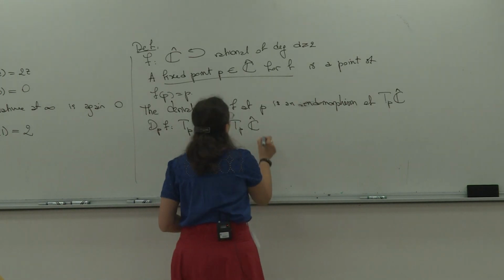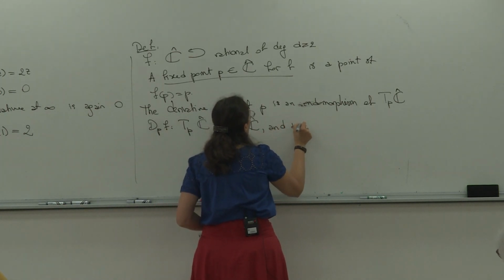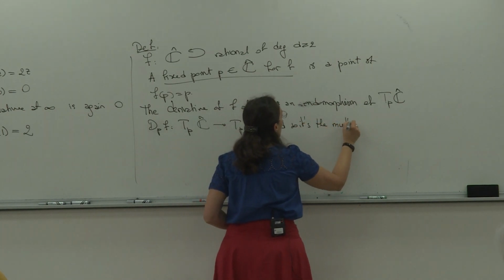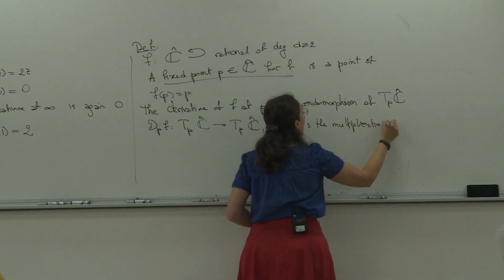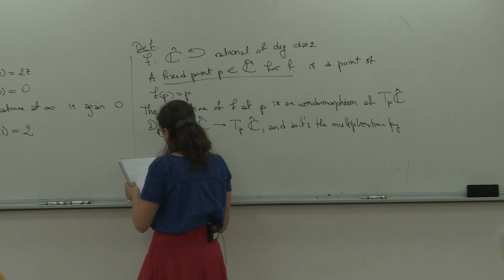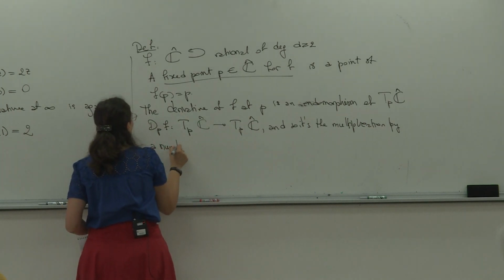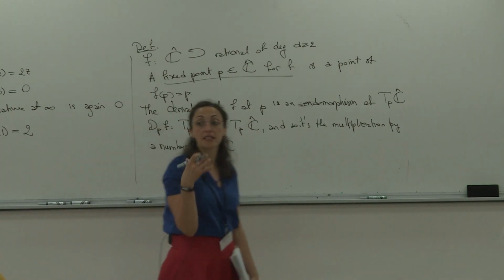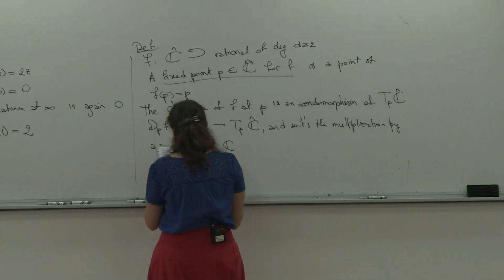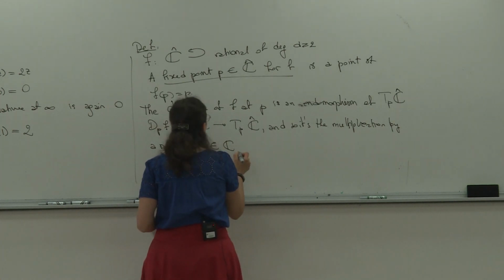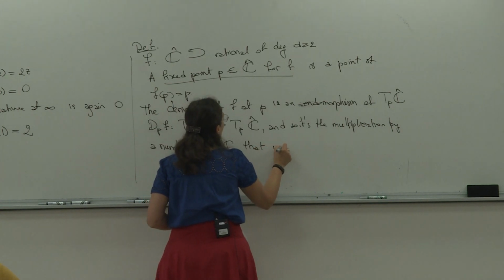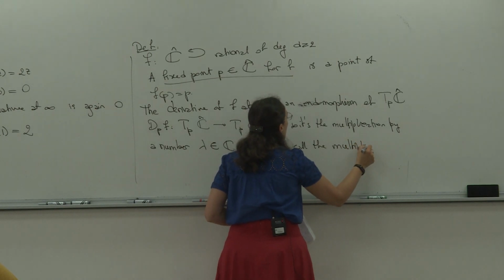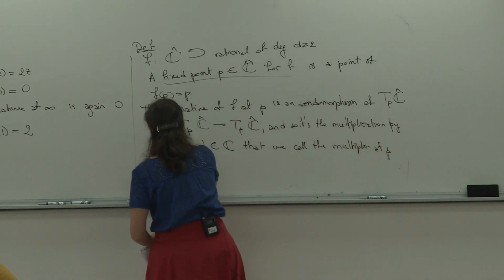That's the tangent line. And so it is the multiplication by a constant, a number lambda, which is complex. And so this is why it cannot be infinite. Okay? And once you have this, we call it the multiplier at the point of f.